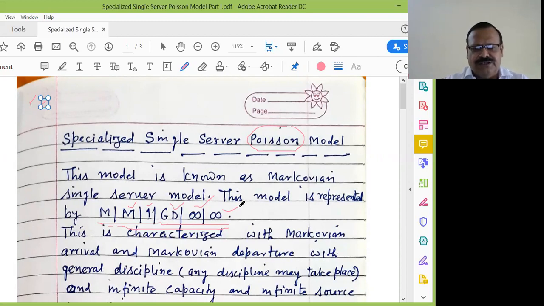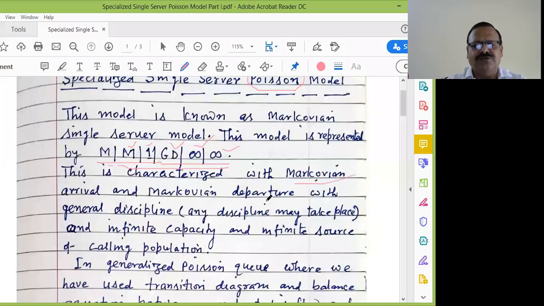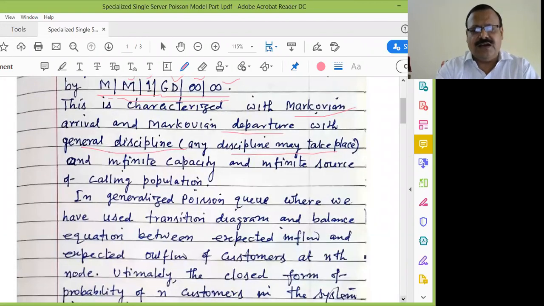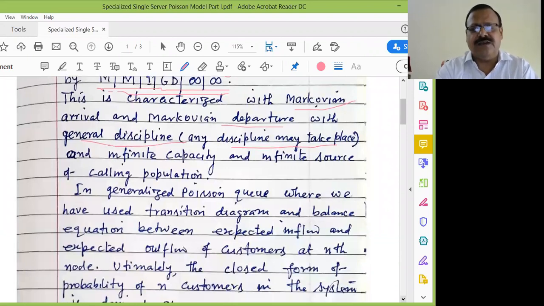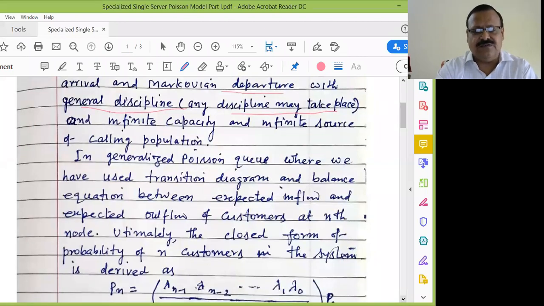Now this is characterized by Markovian arrival, Markovian departure with general discipline. It means any discipline may take place here. Any discipline may take place here, that is, if you prefer FIFO, if you consider FIFO in the given situation, you can. Similarly, LIFO, SIRO, etc.